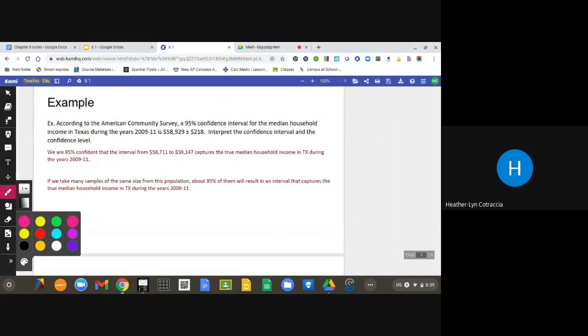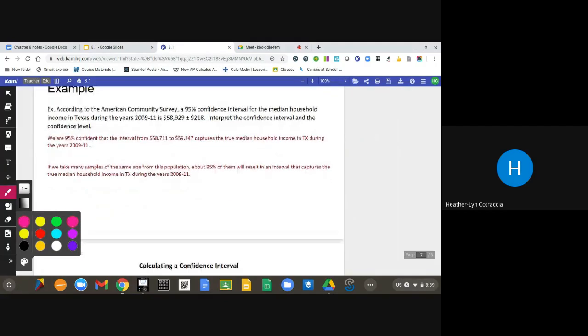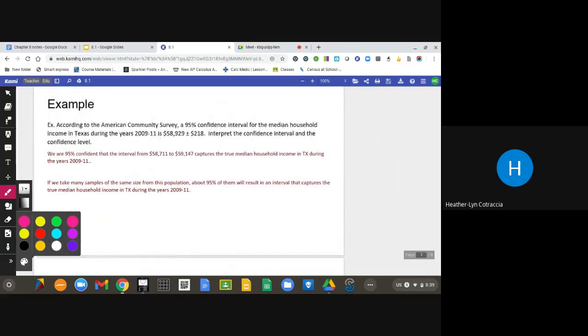Okay, this is the same thing. I'm just going to pause for a minute. You can copy this down or read through it. You don't need me to read it to you. One is the confidence interval interpretation, and the other one is the confidence level.